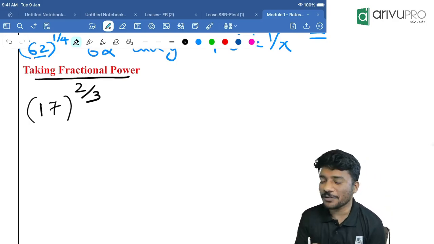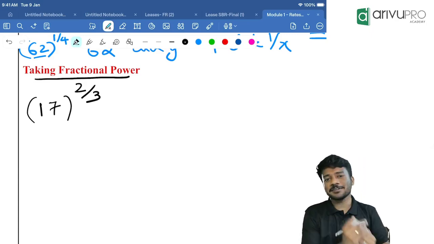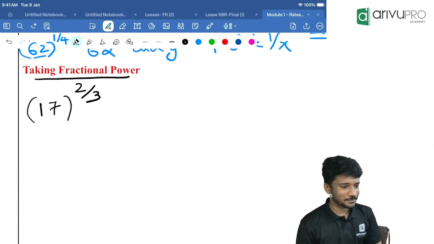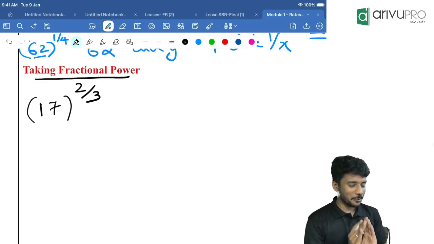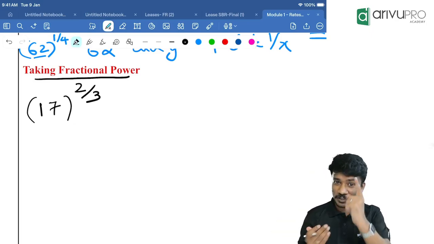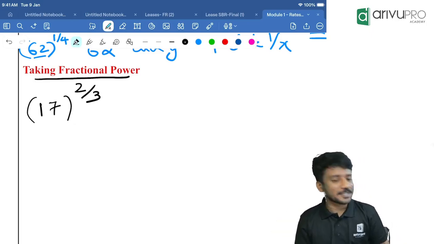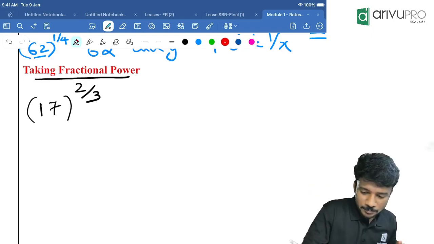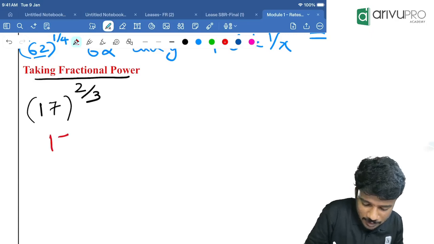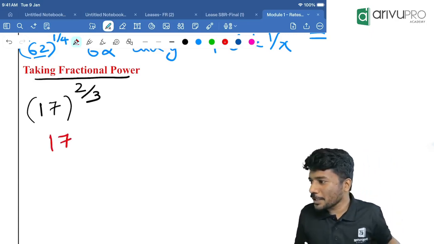Get me the value of this using your calculator, people. How will you find it? Use our logic. First, the base number should be there, no matter what. That is the first logic. Then, what else should be there? So the base number 17 you are going to type on your calculator.